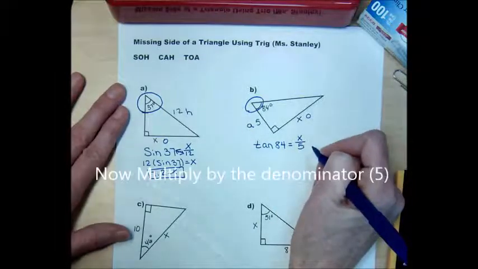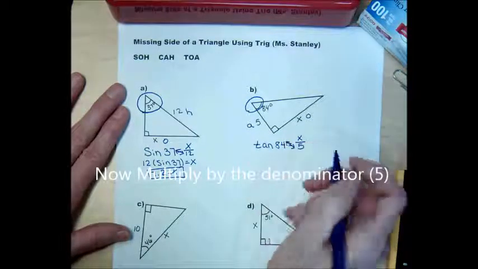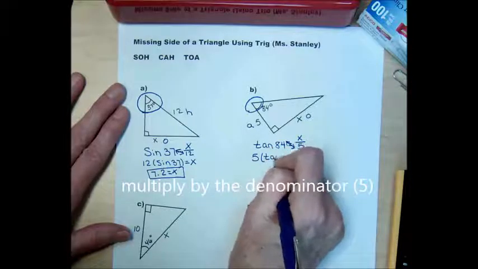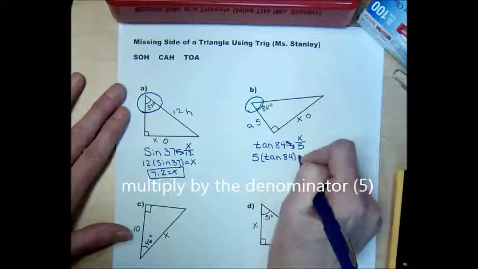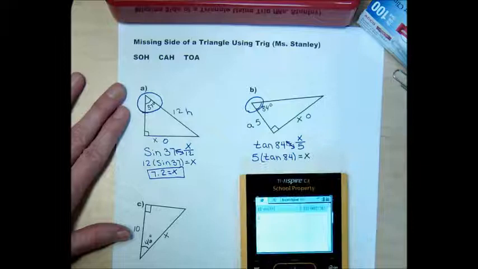So we have an equation. We're going to use the same steps every time. We're going to multiply by the denominator. The denominator is 5. So 5 times the tangent of 84, because I'm multiplying by whatever the denominator is. So 5 times the tangent of 84 equals x. My x is already alone, so I'm going to multiply 5 times the tangent of 84. And I'm going to go to one decimal place.